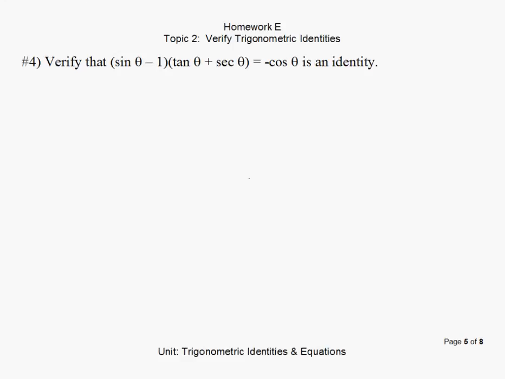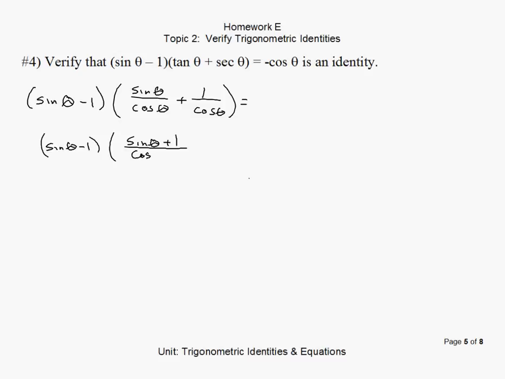Number 4, I'm going to change tangent to sine over cosine and secant to 1 over cosine. I'm going to get common denominators by multiplying. Actually, they are already common denominators. I'm just going to add the fractions together. And I'm going to multiply sine of theta minus 1 times sine of theta plus 1. Gives me sine squared of theta minus 1. Pythagorean identity, sine squared of theta is the same as 1 minus cosine squared of theta.